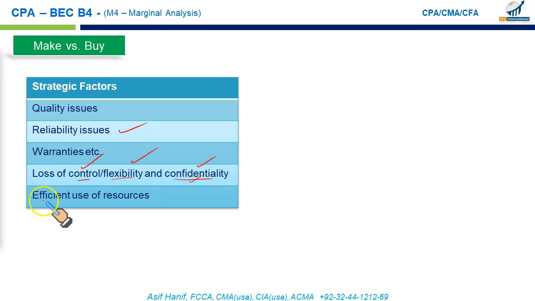And the last point is an important one. It is suggested that you should outsource those activities, those components, those parts which you are not efficient in. You should make most efficient use of resources yourself, do the activities yourself, manufacture the components yourself if you are efficient in producing. If certain items are costlier, you are not efficient in producing them, only those components or parts must be outsourced. So that completes your make versus buy.